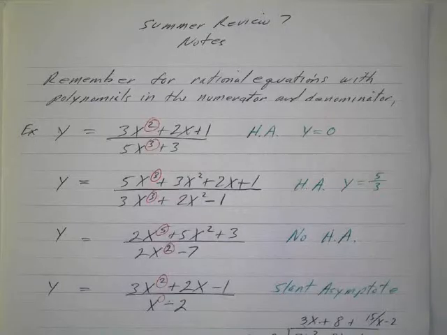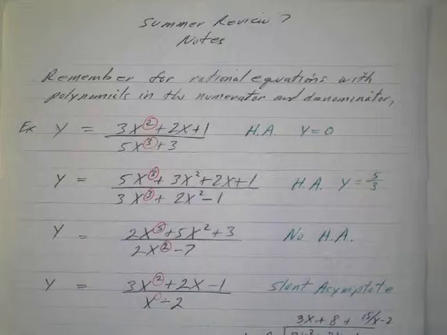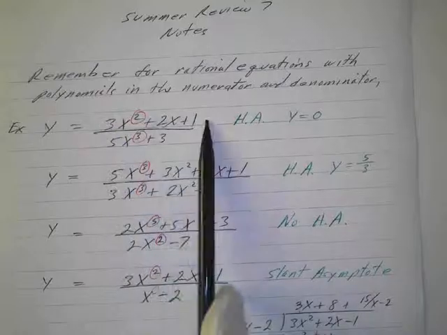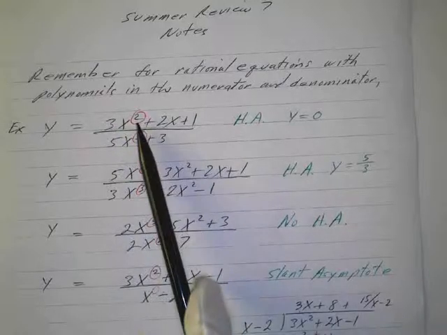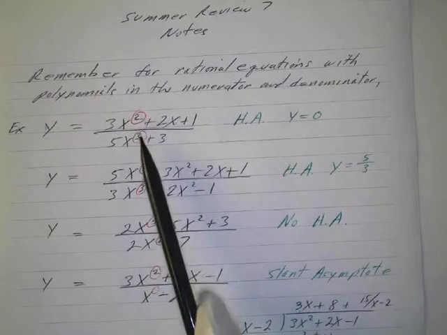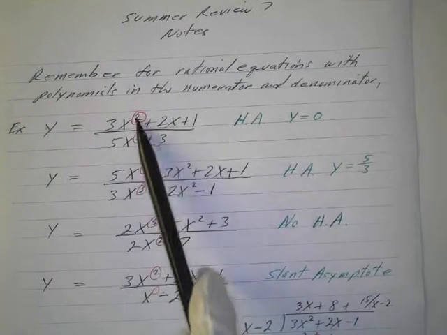Okay, here are some quick review notes to remember when we're graphing rational expressions, which we do mostly in Summary Review number 7. Remember, for rational equations with polynomials in the numerator and denominator, we've got the rules that you hopefully learned in pre-calculus. We just look at the exponents of the highest degree term.